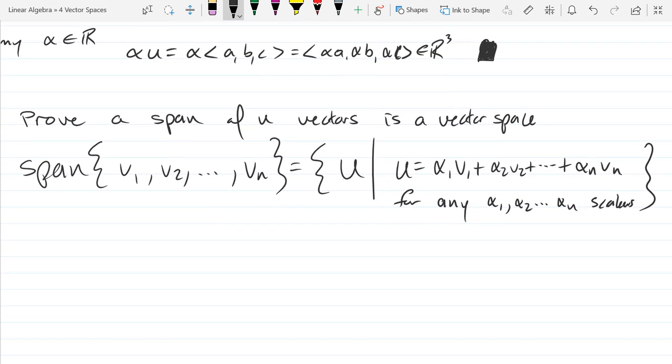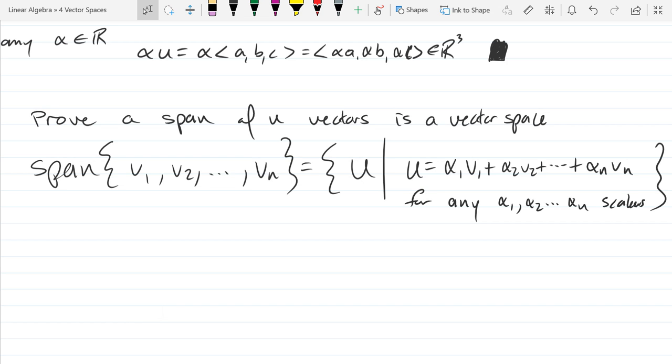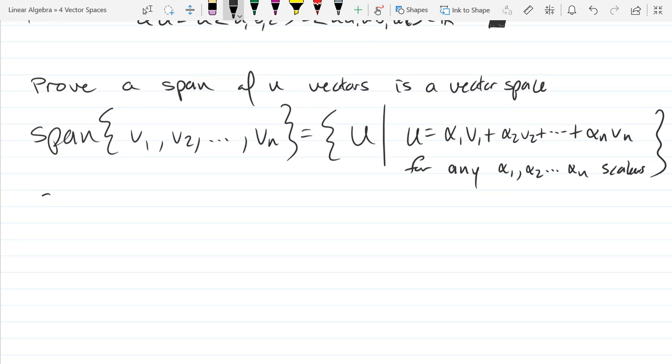Again, there are two things we have to show: the sum of vectors in the span is still in the span, and the scalar product of a vector in the span is in the span. All right, let's take two vectors in the span.